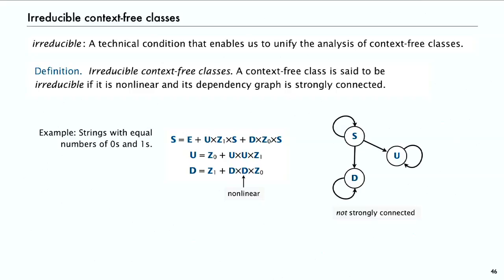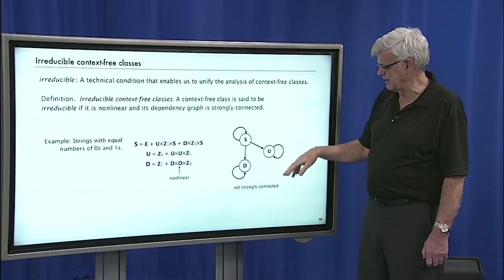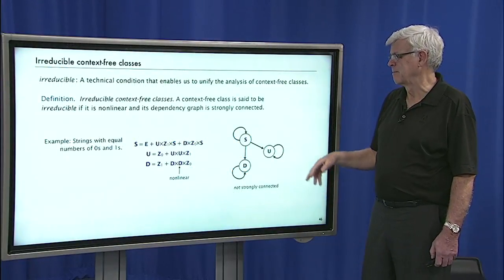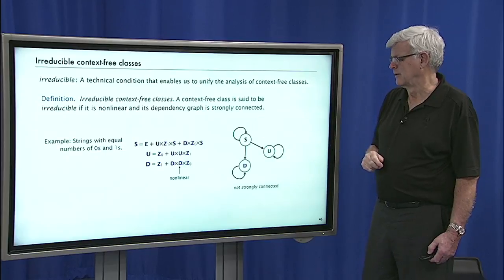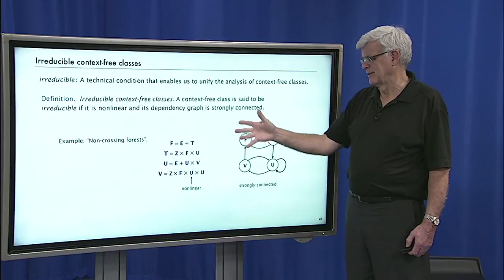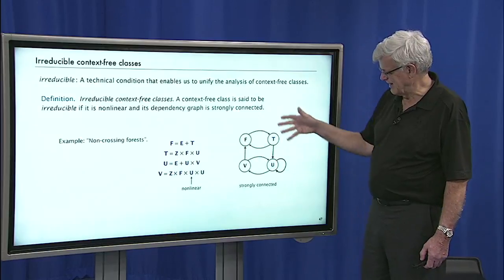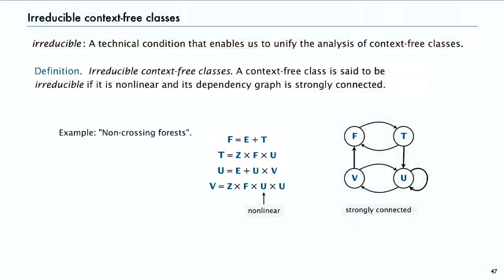So S uses S and D and U. U just uses U and D just uses D. Strongly connected means there's a directed path from any node to any other node. In this case, there's no directed path from U or D back to S, so that's not strongly connected. Not irreducible, that example. Here's another example, the so-called non-crossing forest, and that one is strongly connected. So that's the condition, and it turns out to be a natural condition.